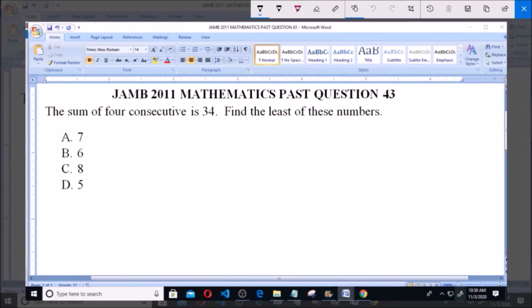The sum of 4 consecutive numbers is 34. Find the least of these numbers: A 7, B 6, C 8, and D 5. Now we are told that the sum of 4 consecutive numbers is 34. Now let these consecutive numbers be x, x plus 1, x plus 2, x plus 3. And these are the consecutive numbers.